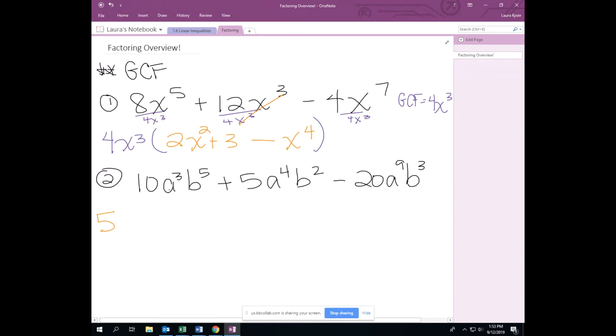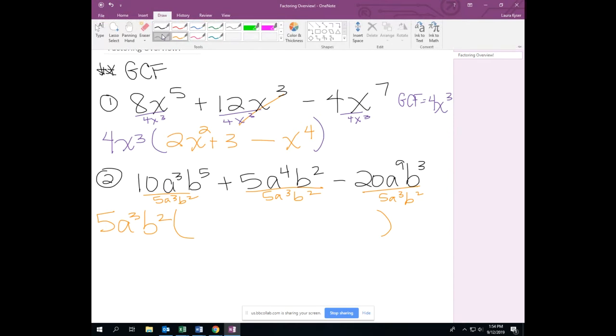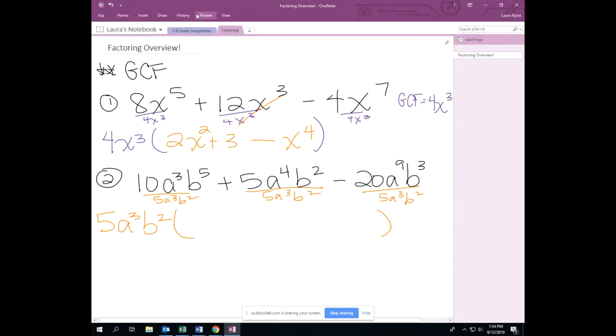Between the a's, I've got a cubed, a to the 4th, a to the 9th, so the lowest power is a cubed. And then between all the b's, I've got a 5th, a square, and a cube. That's going to give me b squared. So that's what goes on the outside. And I'm going to divide each one of these terms by 5 a cubed b squared. And then I'm going to go through and do the same thing that I just did, except it's a little bit more in depth because I've got extra variables, but that's okay.